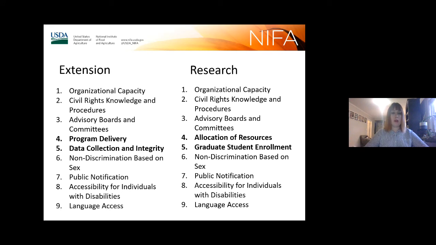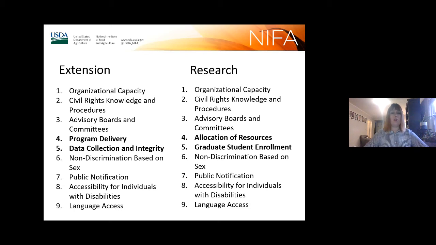So here are the review areas. Again, I said we have extension program reviews and research program reviews, alternating between the two. And these are the review areas. As you'll see, they're mostly the same. Review areas 4 and 5 are different because they're more program specific, but they actually look at similar things, just different because of how the programs and beneficiaries are in extension versus research.